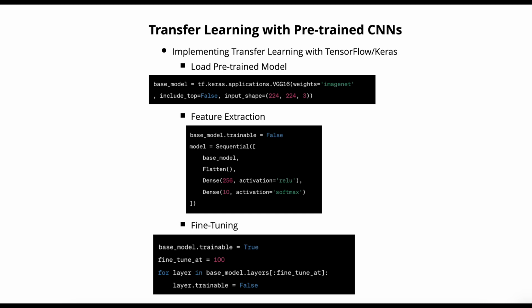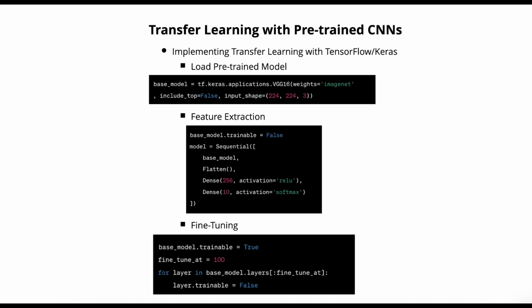Fourth one, implementing transfer learning with TensorFlow Keras. Implementing transfer learning with a pre-trained CNN in TensorFlow Keras involves the following steps. The first one is load pre-trained model. To load a pre-trained CNN model such as VGG, ResNet, Inception, or MobileNet using tf.keras.applications is as explained below. base_model = tf.keras.applications.VGG16.